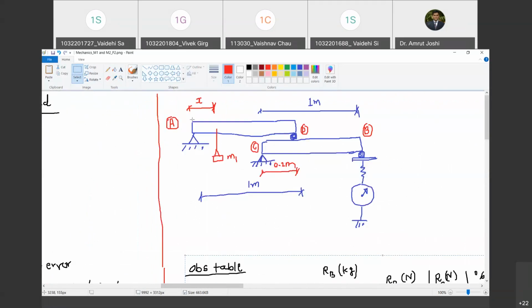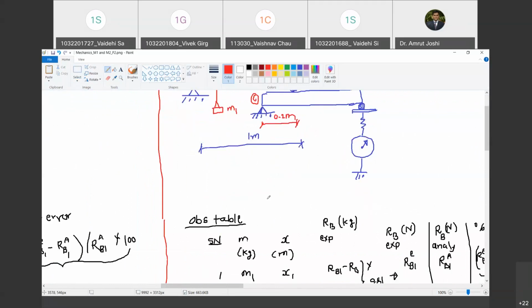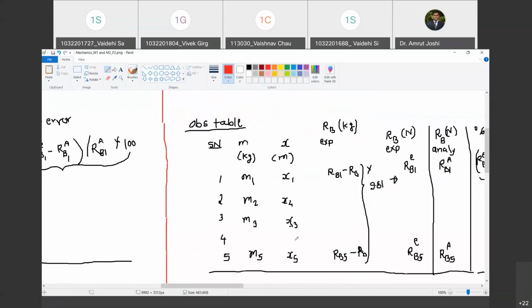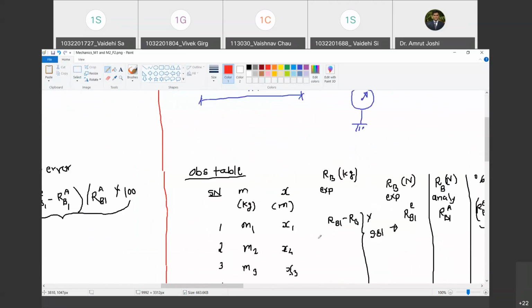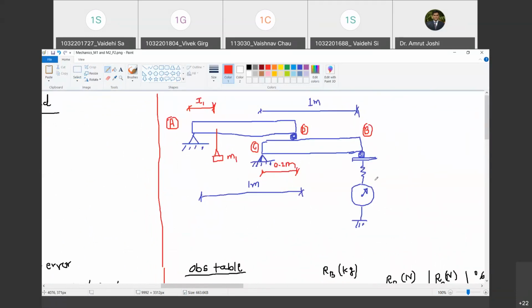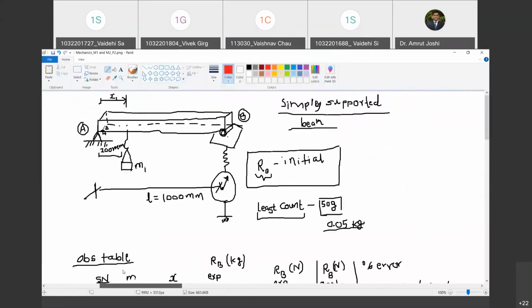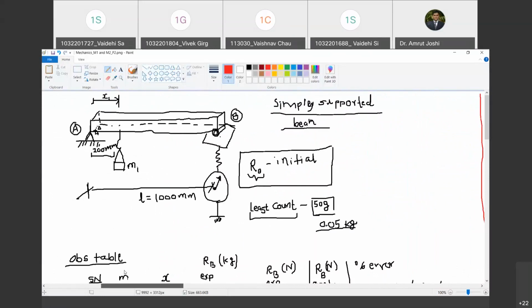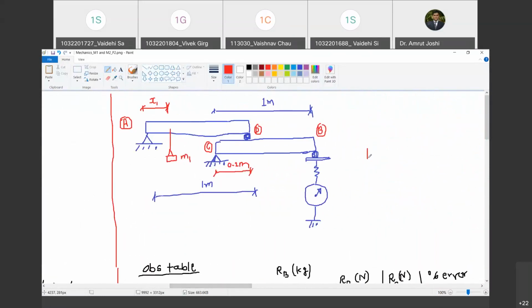And what are we going to do? We are going to vary this mass M1 and this distance X1. Are you with me? Yes, sir. So it will be M1, M2, M3, M4, M5, X1, X2, X3, X4, X5. What you will be measuring is RB. There is a small difference. Initial reading here was R0. Do you agree with me? Yes, sir. In this case, we will call it as R0, but for compound B. So I will add a suffix C here. Are you with me? Yes, sir. This is the initial reading.